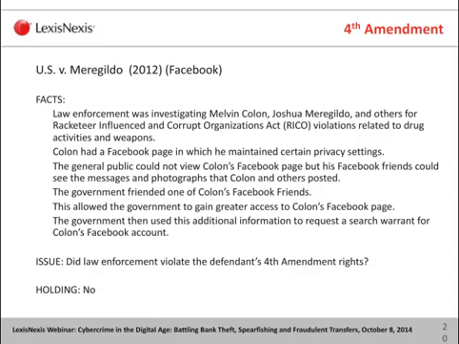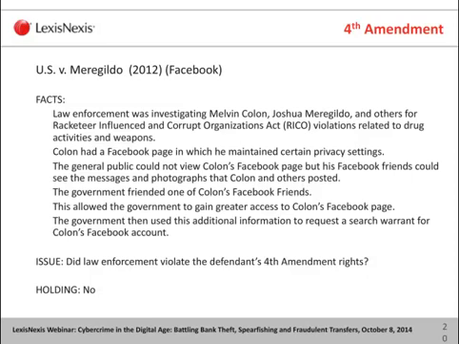Okay, so you have this guy, his name is Melvin Cologne. He, along with some other guys, they're involved in some RICO violations that involve drug activities. Cologne had a Facebook page which had certain levels of privacy settings. This Facebook page was not available to the public, all right? He had different levels of privacy. On one level, he had his friends. They could see certain things. On another level, he had information that only he could see, all right? The government wanted to see the information that Cologne could see.